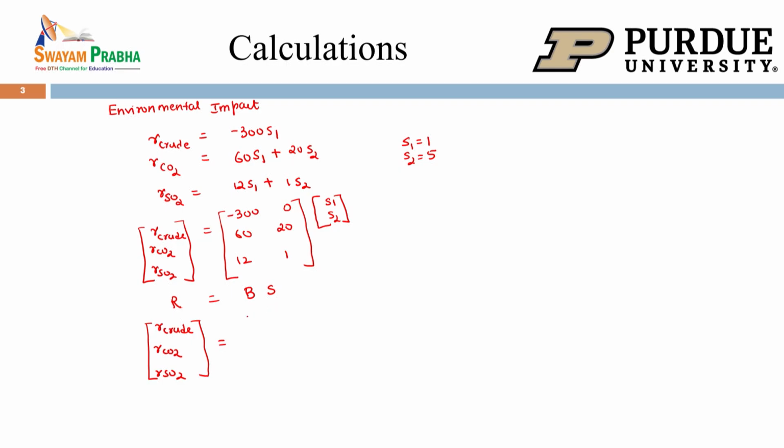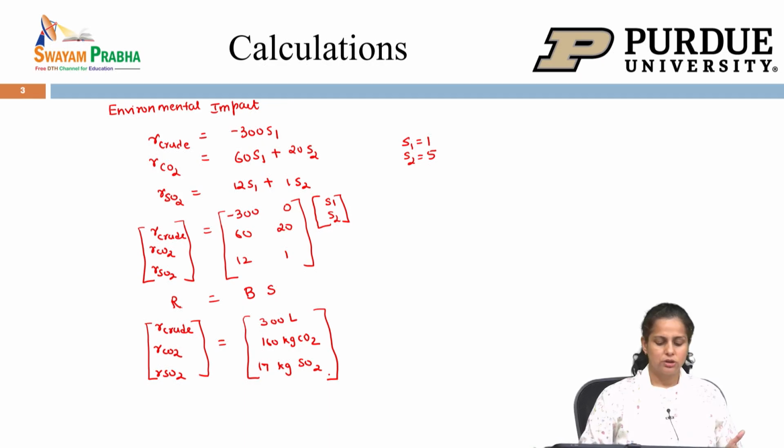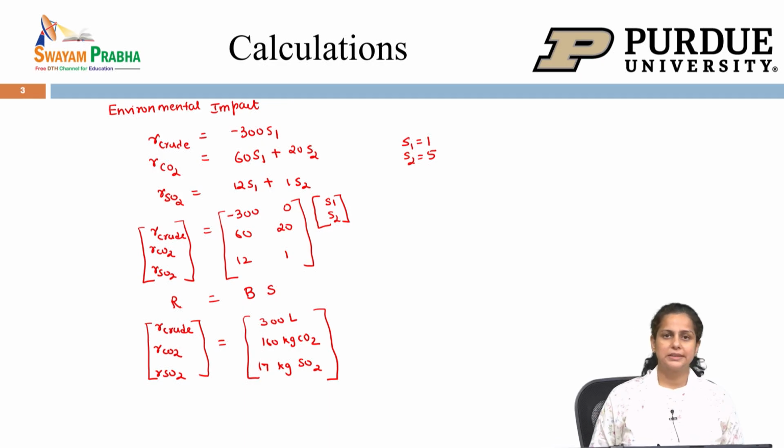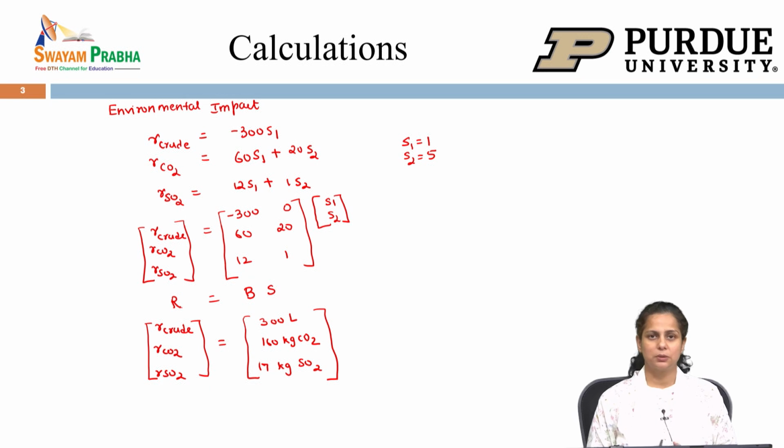that will come out to be 300 liters of crude oil being consumed, 160 kg of CO2 being emitted from the network, and 17 kg of SO2 being emitted. So, this was a straightforward, simple application of the process network algebra to calculate the total environmental impact based on the goal defined for your LCA.